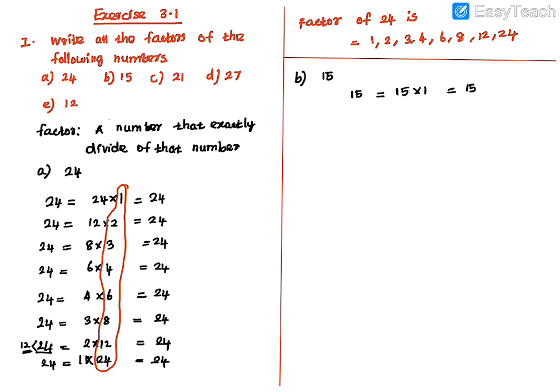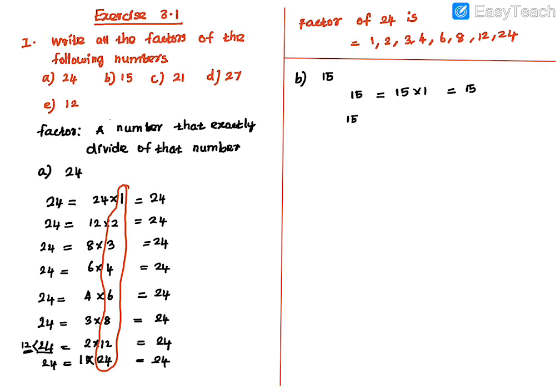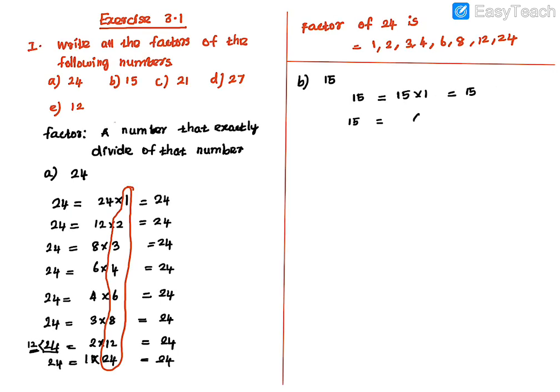Okay. Next one, 15. Just check the second table. 7 2s are 14, 8 2s are 16, not 15. So that means in the second table, the given number will not be divided exactly. Next one, move on to the third table. How many 3s are 15? 5 3s are 15.